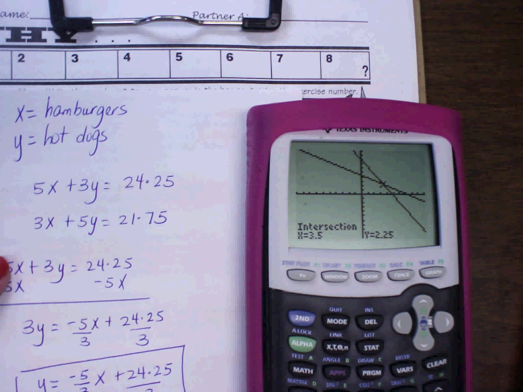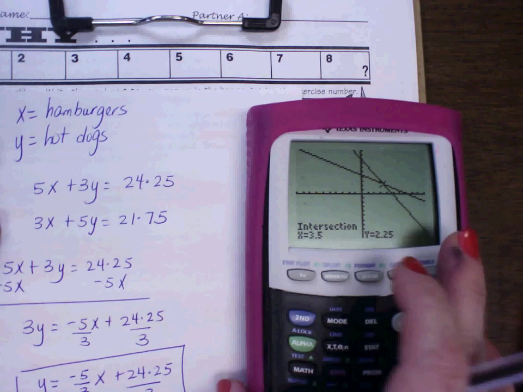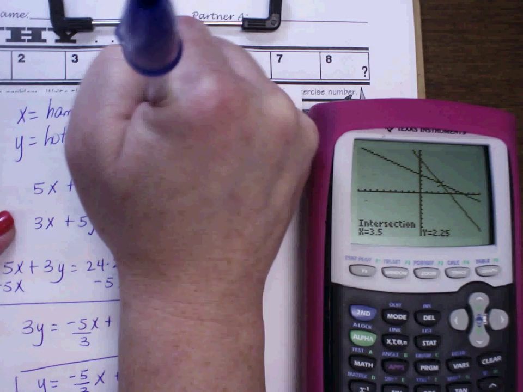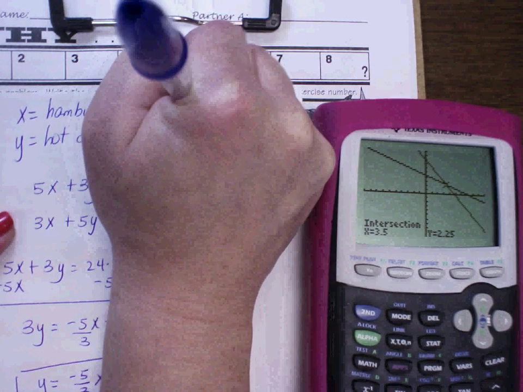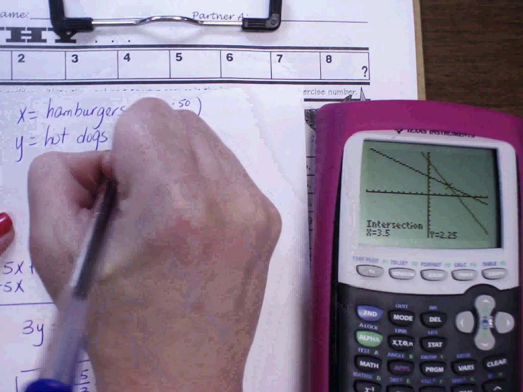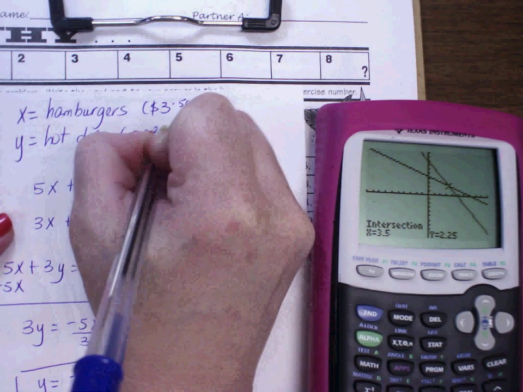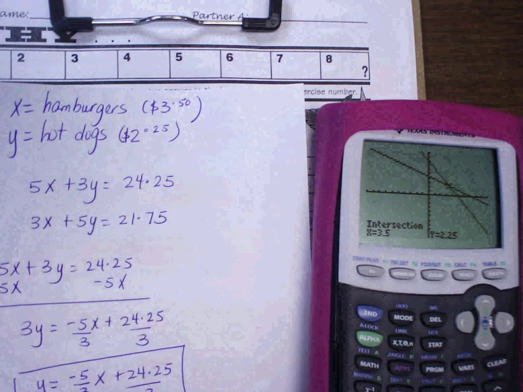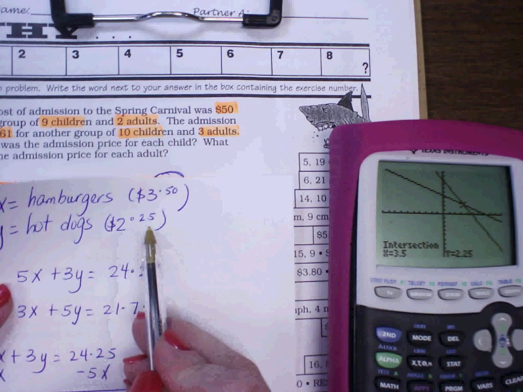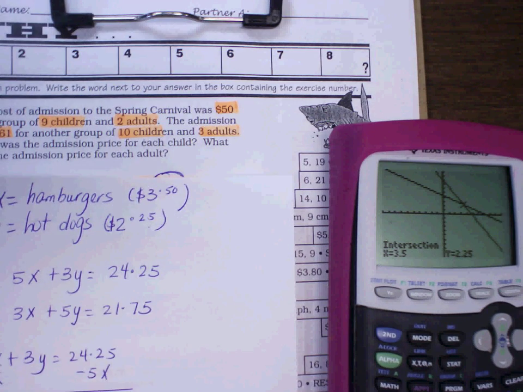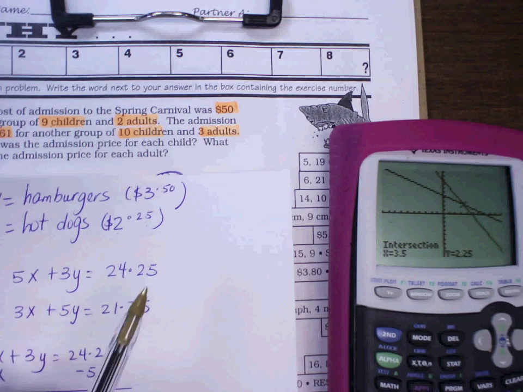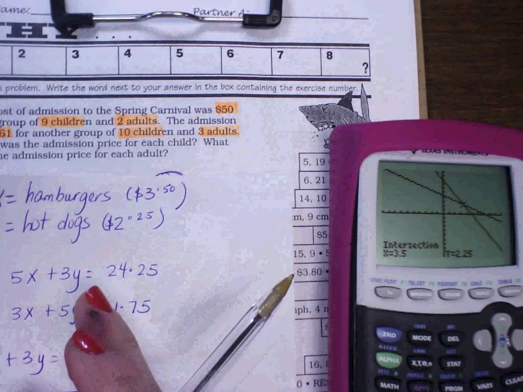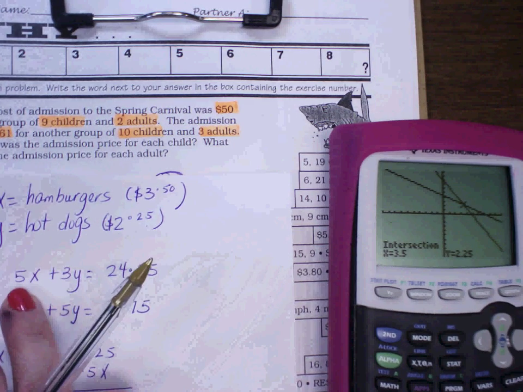So the hamburgers are $3.50 and the hot dogs are $2.25. That's what it means. But it was asking me for which one. And guess what? 225 will be an option and it would be before 350. It would be A and then 350 is all the way at the bottom. So you have to be careful.